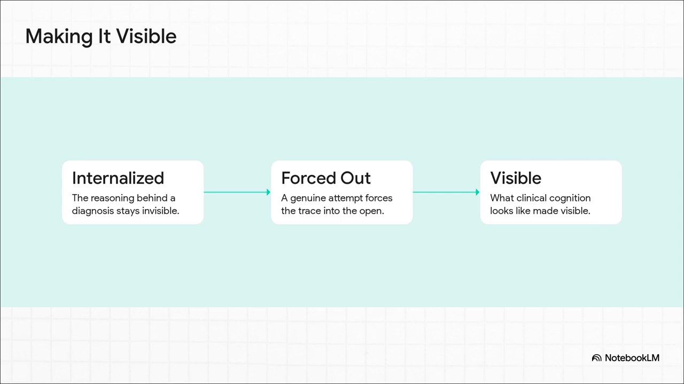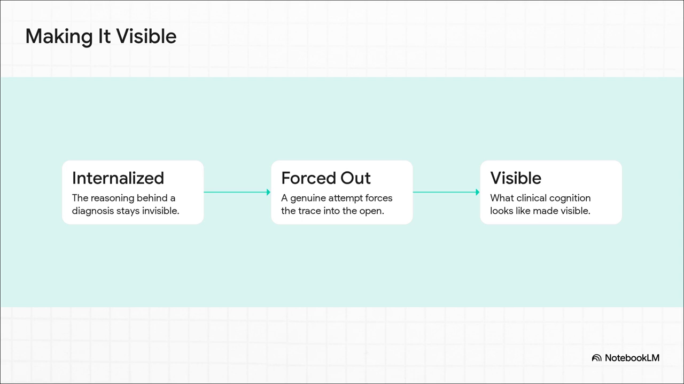Now, to take what is usually locked away in a master practitioner's mind and lay it flat on the table, we have to move through a very deliberate process. We start with step 1, recognizing the internalized, hidden thought process. Then we move to step 2, actively forcing that reasoning trace out into the open. Which brings us to step 3, finally making the invisible visible.